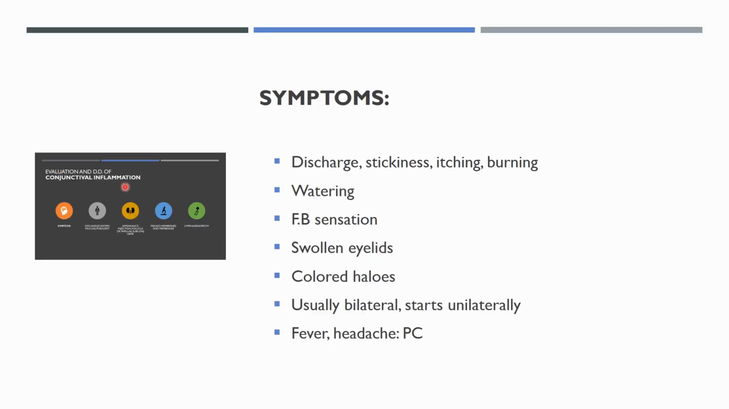Again, from the previous slide, what are the symptoms? There's some discharge, thickness, itching and burning. There's also watery discharge and foreign body sensation. The eyelid can be swollen. Because of the discharge, the patient can experience a colored halo in his vision. Usually it's bilateral, but can start unilaterally. Also, if it's severe, it can cause some fever and headache in purulent conjunctivitis.